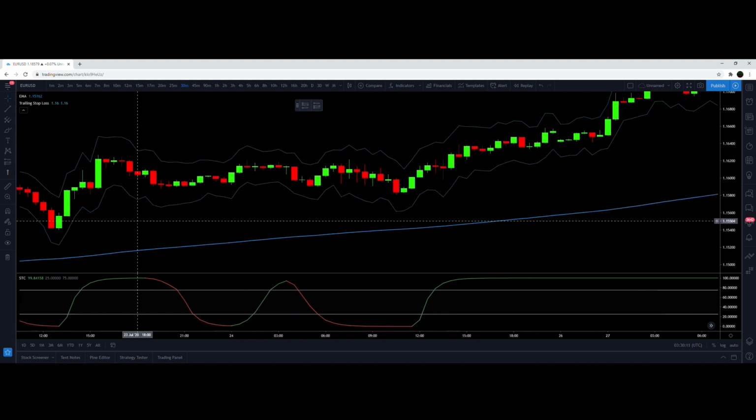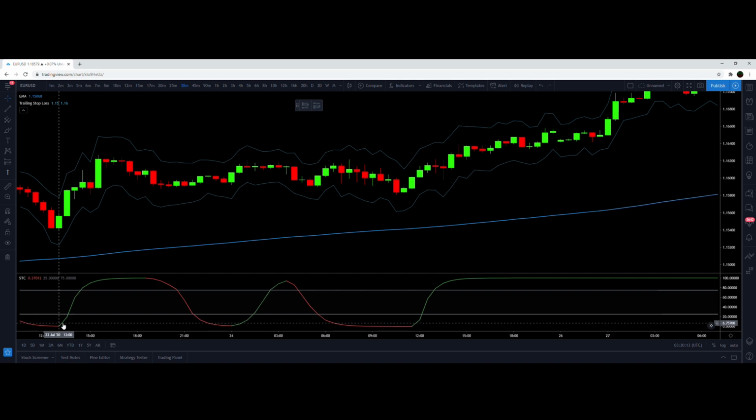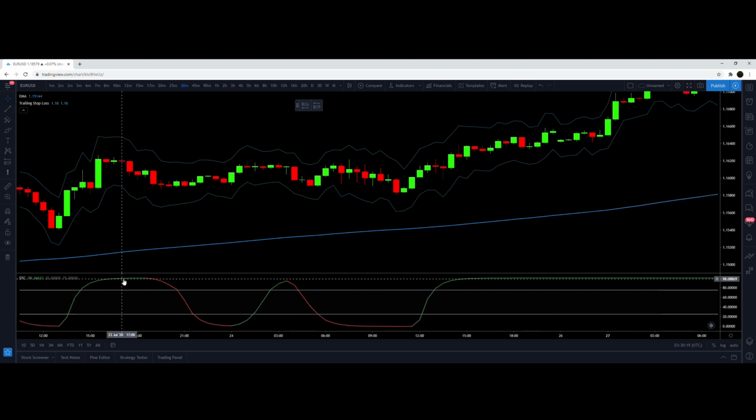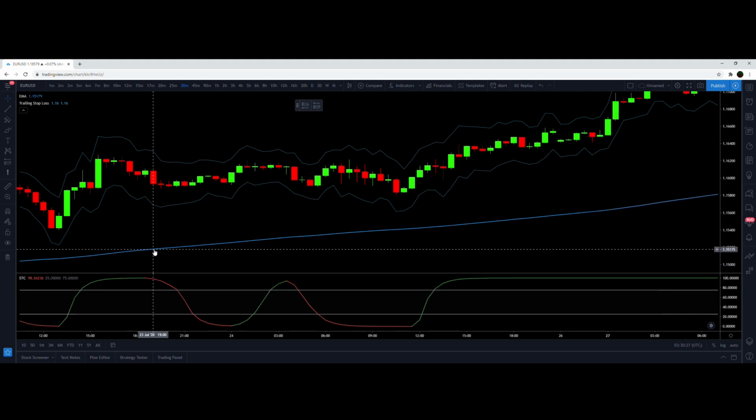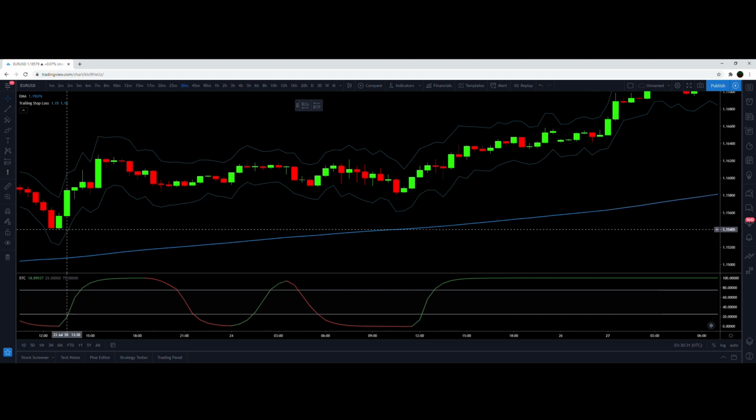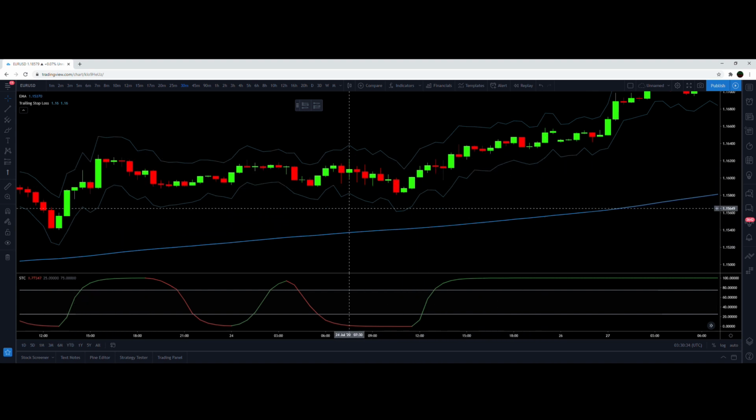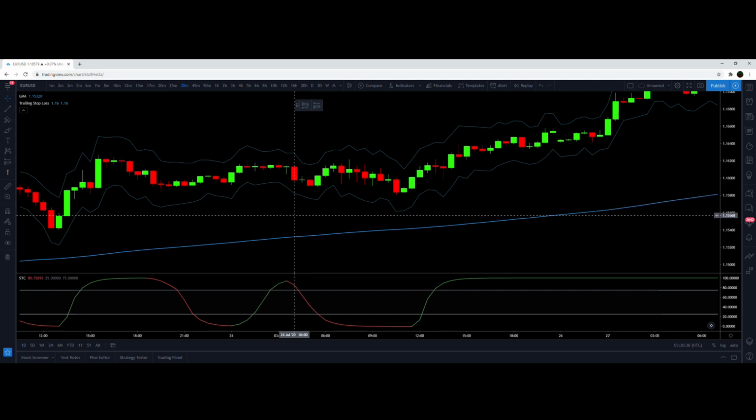So how it's going to work is I'm going to be taking long positions only when the cross up happens below the 25 line, taking short positions only when the cross down happens above the 75 line here. And obviously the 200 EMA is going to be that trend filter, so you can only take the longs when the price is above the 200 EMA. You can only take the shorts when price is below the 200 EMA.